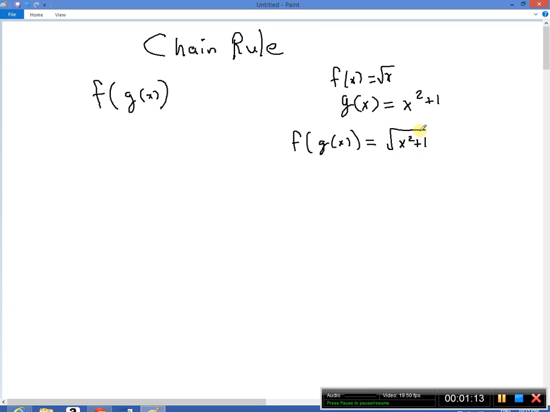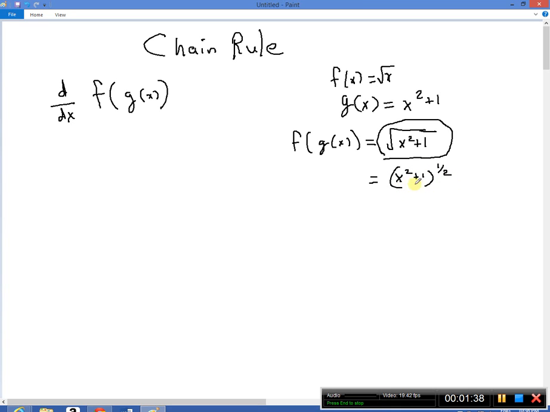Well, we've done this kind of thing before. We've asked questions like the domain and stuff like that. But right now we're asking a different question. What is the derivative of something like this? And up until now, we haven't had a way to do this. I mean, yes, we could write this as x squared plus 1 to the 1/2 power. But we haven't had a rule for telling us what to do with this.